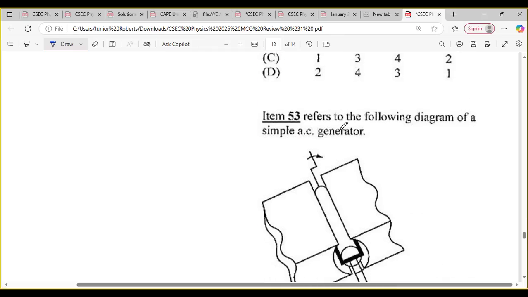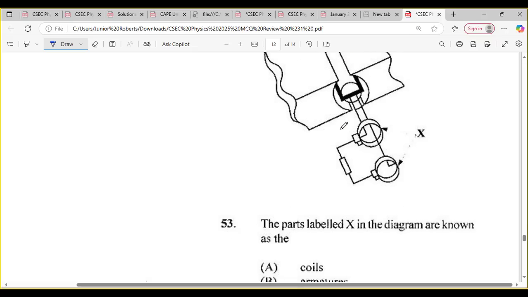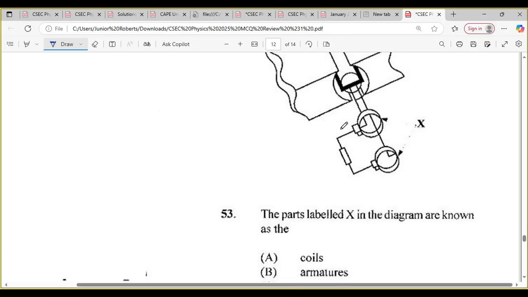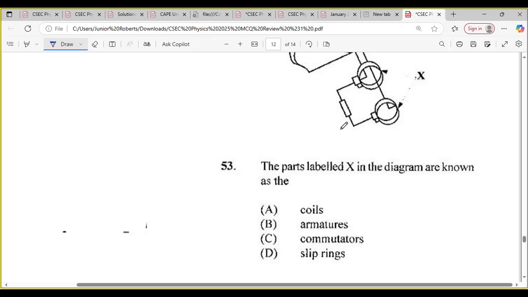Item 53 refers to the following diagram of a simple AC generator. It says the parts labeled X in the diagram are known as... These look like rings, right? So they are in fact called slip rings. So 53 would be D.